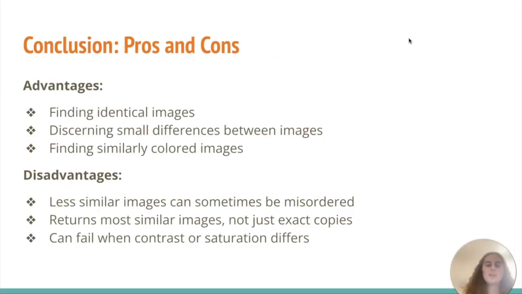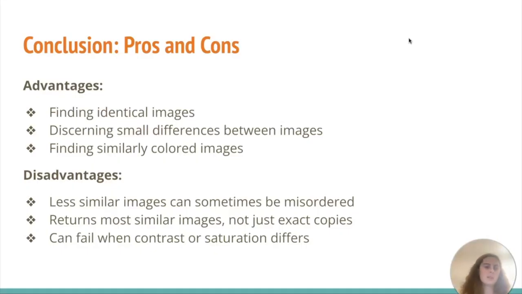To conclude in terms of advantages and disadvantages, as I was talking about before, our system is clearly very good at finding identical images and clearly very good at discerning small differences between images. And in the lower ranked similar images, it can also find similarly colored images, although not necessarily images that look very similar to our query image.